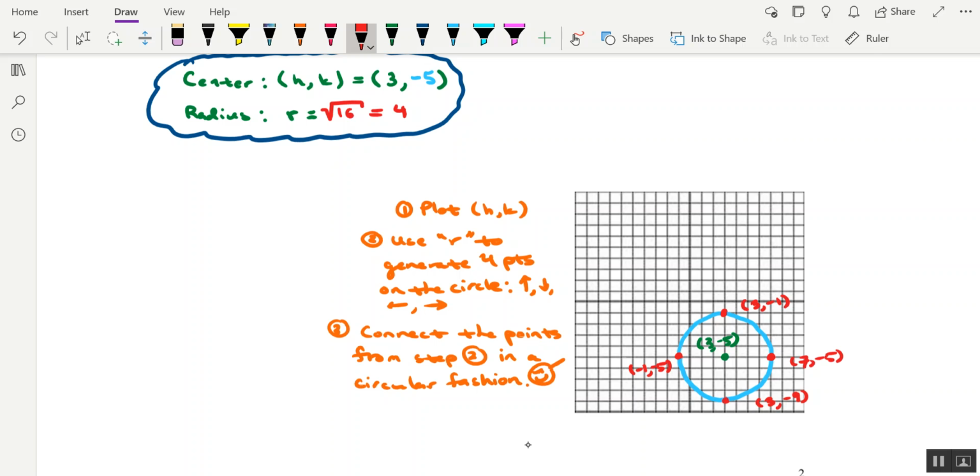Okay, I'm going to follow this video up with a demonstration on how to locate the intercepts of the graph of the circle.